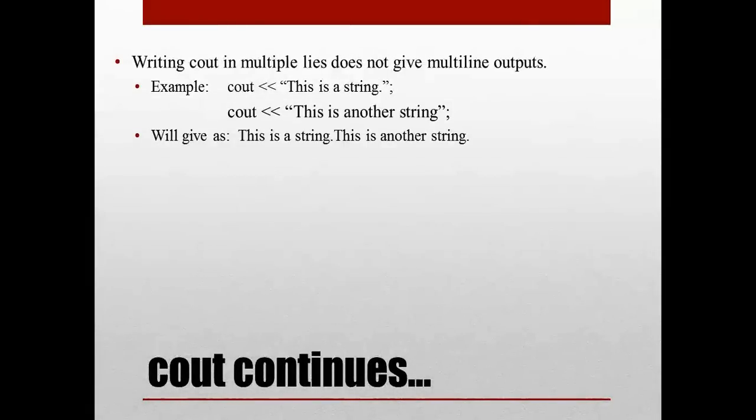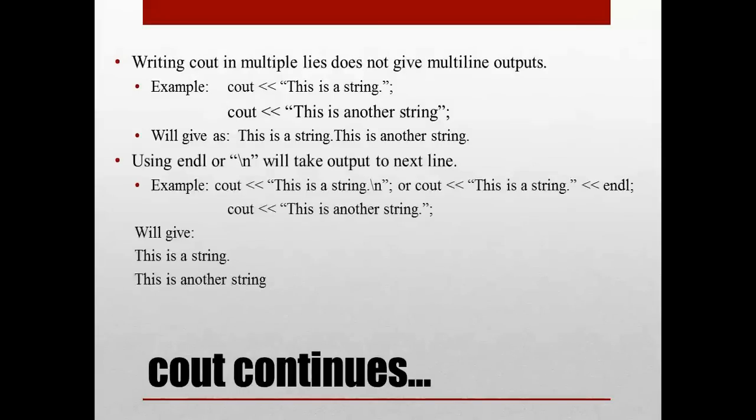So for example, if I say cout, this is a string, as you can see here, and cout, this is another string in two different lines, then C++ will give you "this is a string.this is another string." in the same line. There is not even any space here because the double quote is closed without any space. So this is going to put the output in the same line.